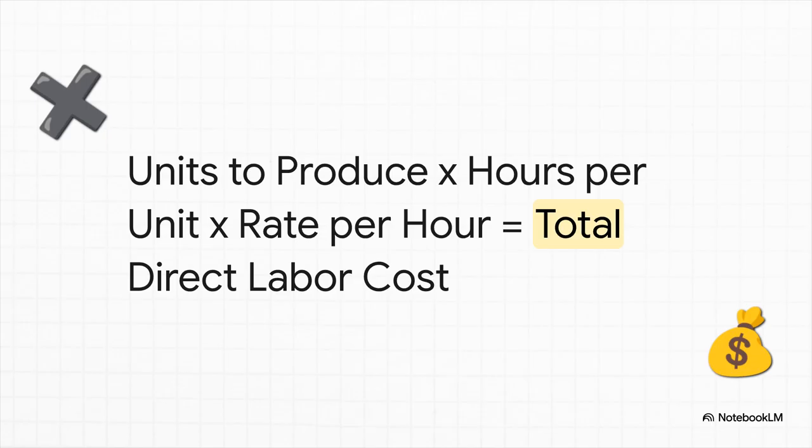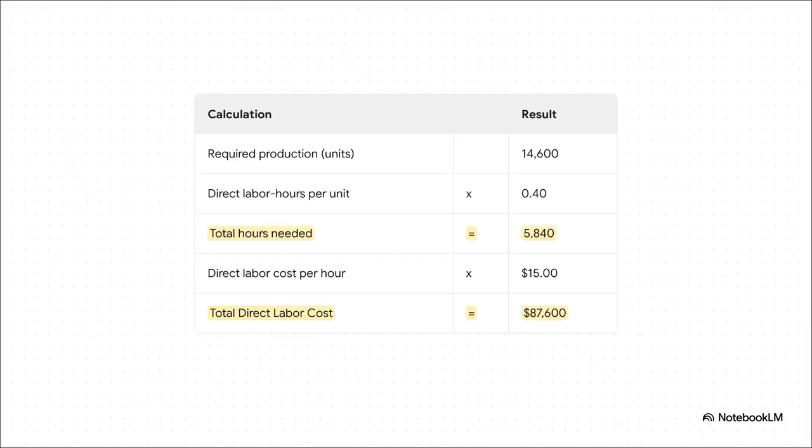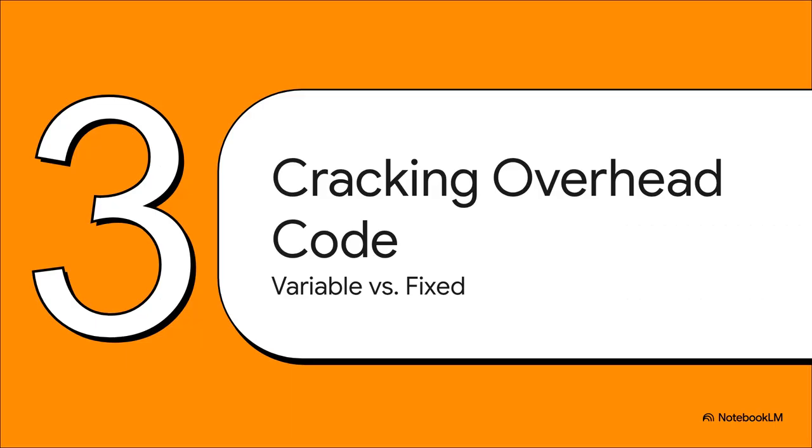Let's put some numbers to it. Okay, so see how that formula comes to life here. We've got our required production. Based on that, we figure out we need a grand total of 5,600 labor hours. Pretty simple. Then you just take those hours, multiply them by the direct labor cost, which is $15 an hour, and boom, your total direct labor cost is $84,000. See? Units times time times rate. All right, one piece of our framework is officially down. Now, let's move on to the second part.